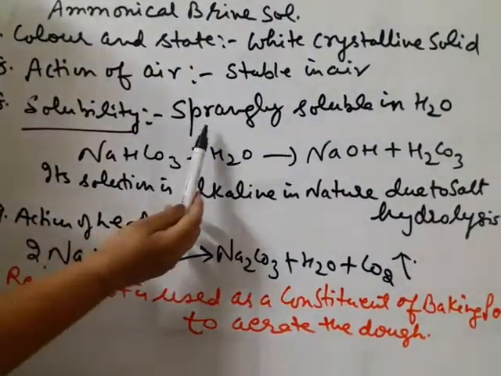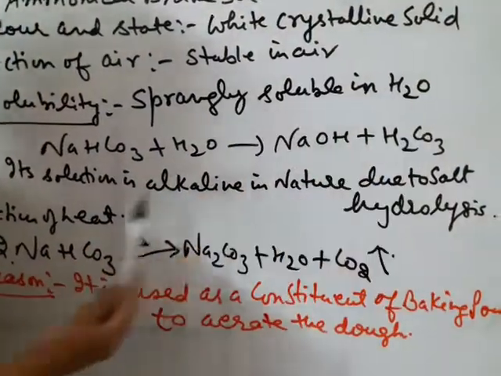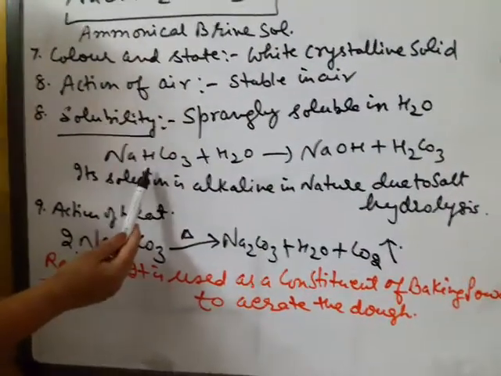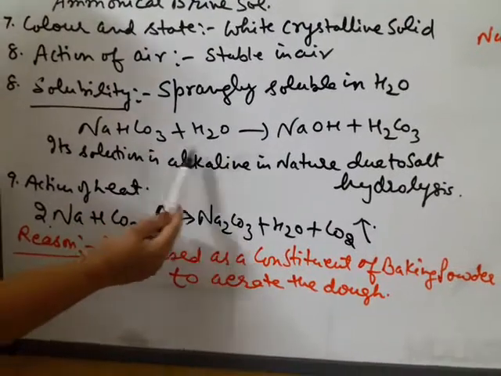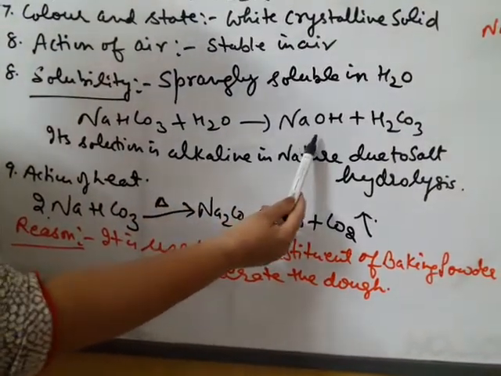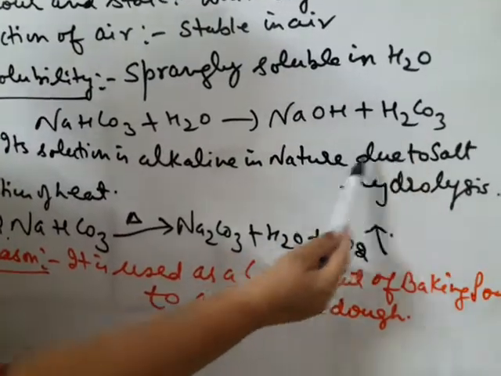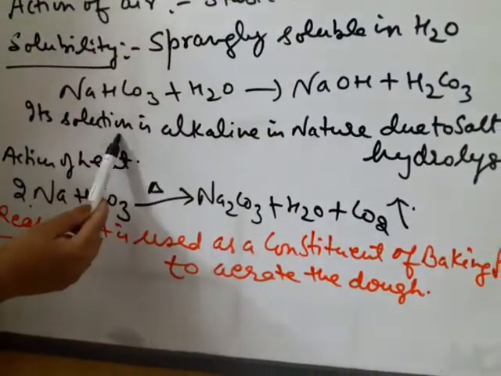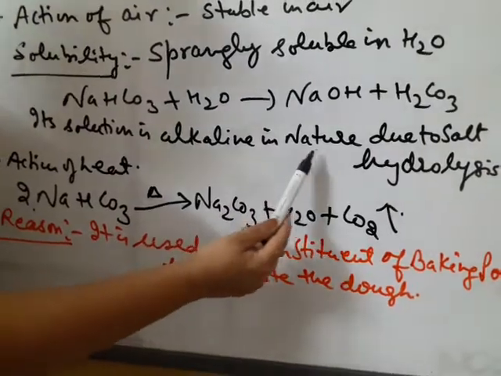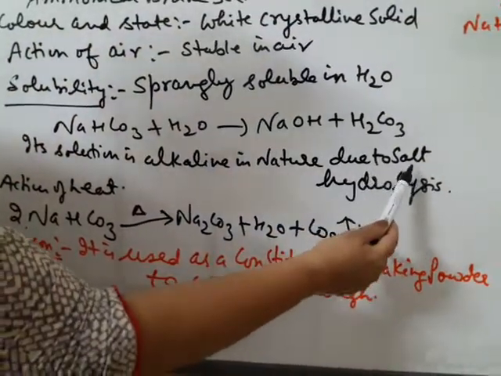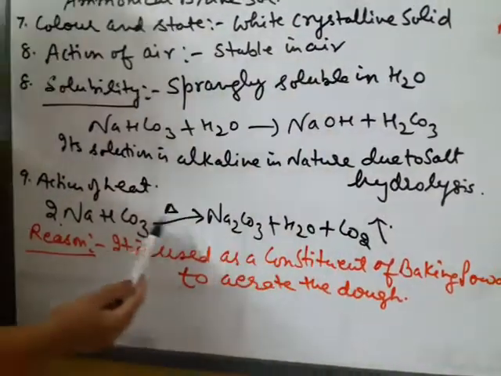Solubility: it is sparingly soluble in water. What happens when we dissolve baking soda in water? It converts into sodium hydroxide and carbonic acid. Its solution is alkaline in nature due to salt hydrolysis.